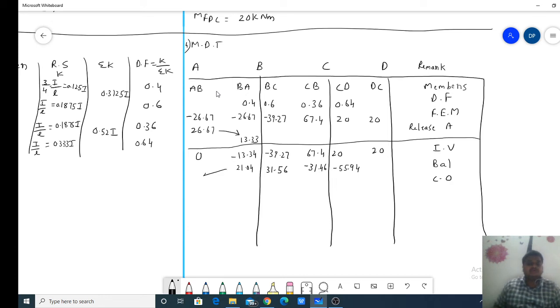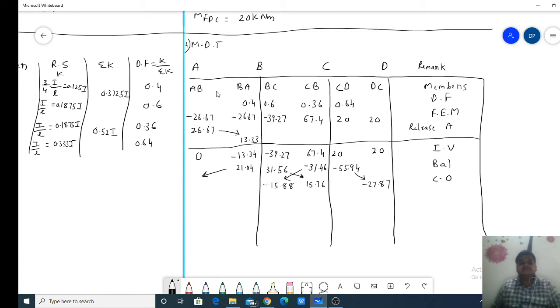Right, now after balance, carry over. So here no carry over as it is fixed. So here 31.56 means half of this, 15.76, and this is 31.46 in the sense, so half of this, minus 15.88, right, and this minus 55 also we need to take. So this comes out to be minus 27.87, right. So these are the carryover.